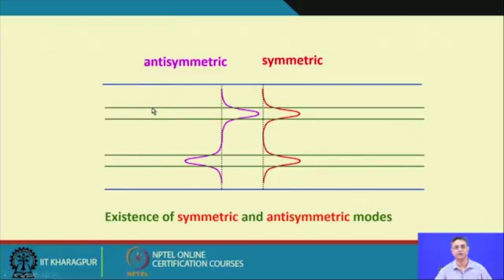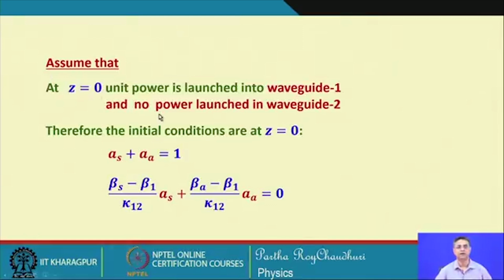You have two waveguides, and the two lowest order modes of the total system can be thought of as one symmetric mode and one antisymmetric mode. So, these are the two modes which belong to the total system.